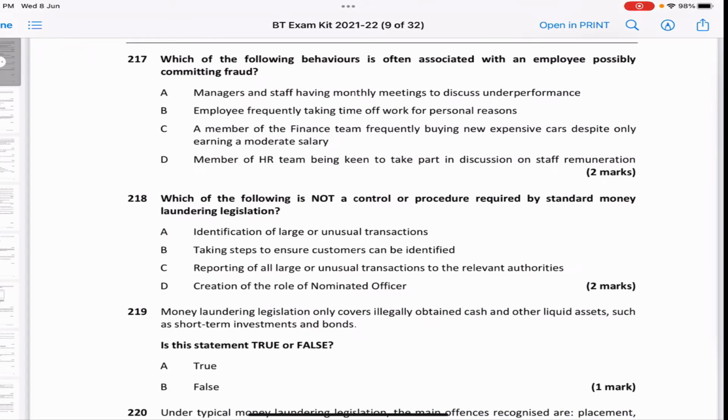Which of the following behaviors is often associated with an employee possibly committing a fraud? Manager and staff having monthly meetings, employee frequently taking off time, a member of the finance team frequently buying new expensive cars, member of HR team keeping. So the answer is obviously C.